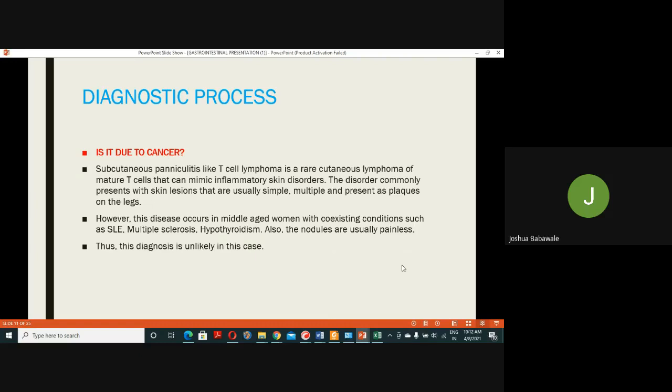Also, this type of cancer is usually associated with women commonly, and usually coexists with conditions like lupus, multiple sclerosis, and hypothyroidism. And the nodules are usually painless. But in this case, the patient's rash and nodule was painful. So we can exclude cancer as the diagnosis in this case. Next slide, please.